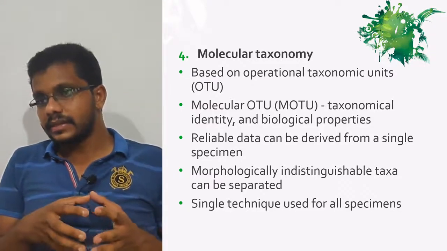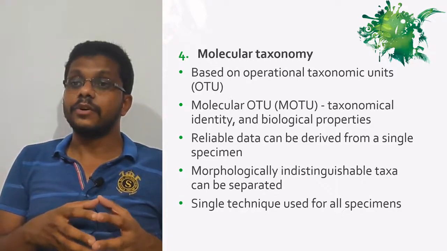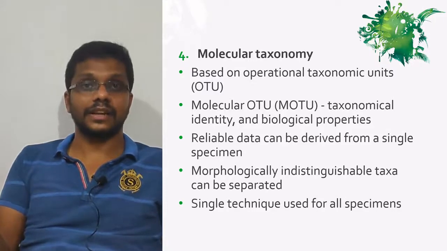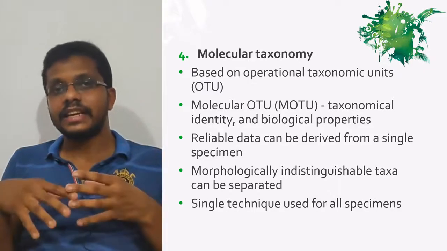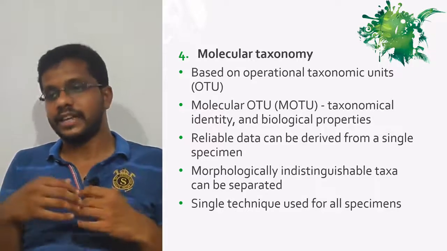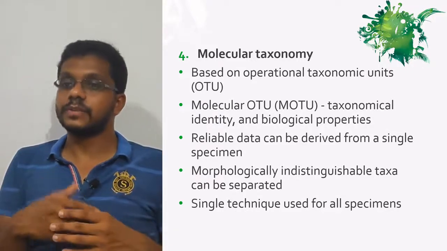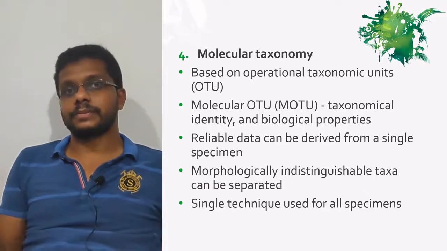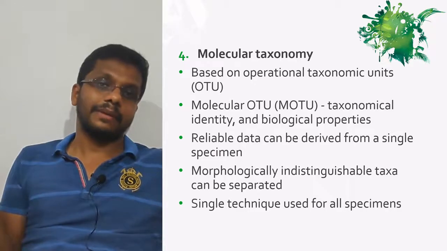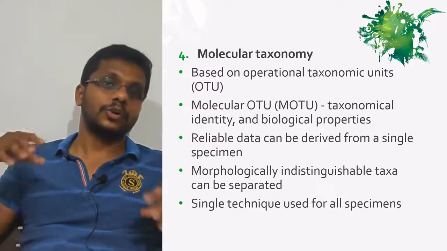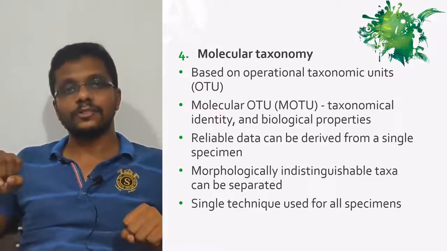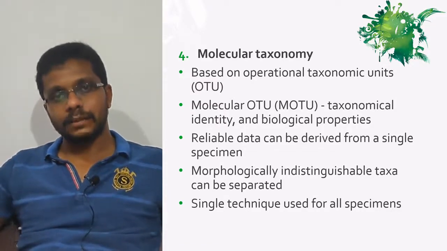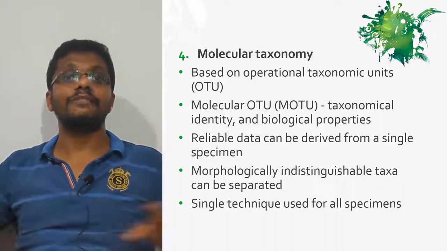So this technique can also be used to identify morphologically indistinguishable taxa. If two different taxonomic species look alike, but if you take the DNA, it will be so different. So we can identify the morphologically indistinguishable taxa by using molecular taxonomy, and this single technique can be used for all specimens. In most cases, when we are identifying a microorganism or an animal, we are using totally different strategies. But in the case of molecular taxonomy, the same technique, the isolation of DNA, the sequencing, comparing, the bioinformatics, everything is common for every organism.